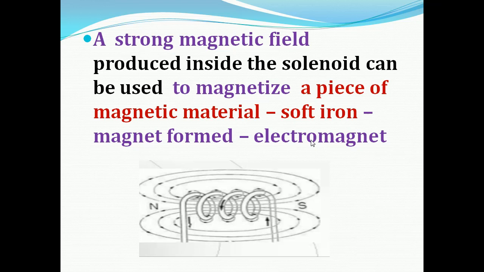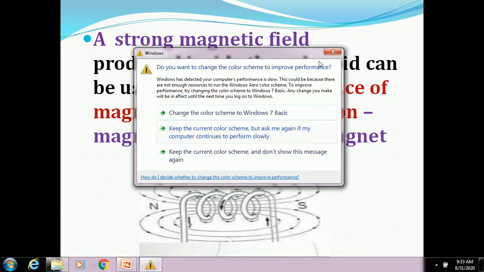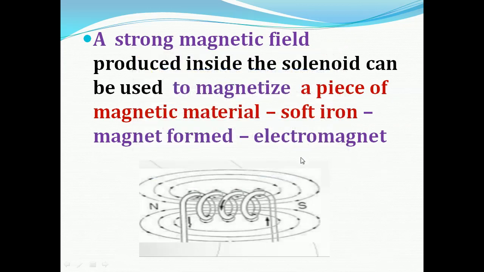Understood? A strong magnetic field is produced inside the solenoid which can be used to magnetize a piece of magnetic material like soft iron. So when placed inside the coil, the magnet so formed is called an electromagnet.